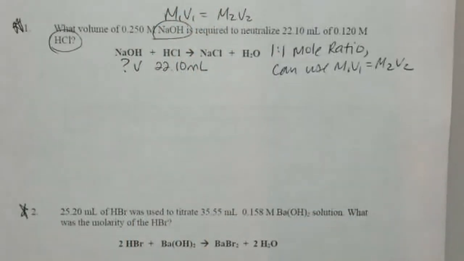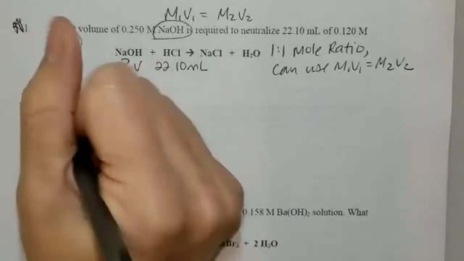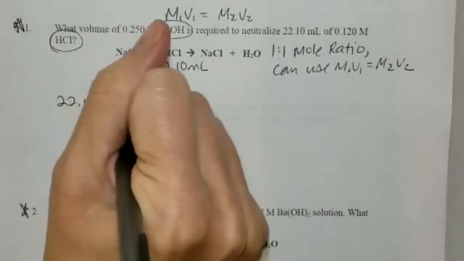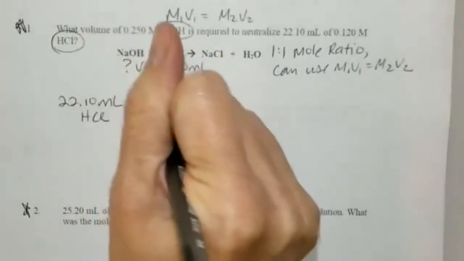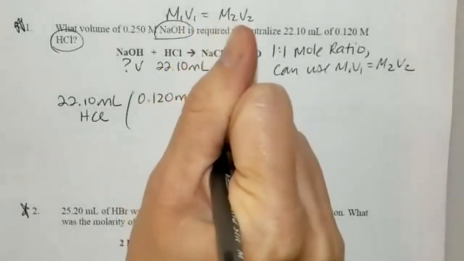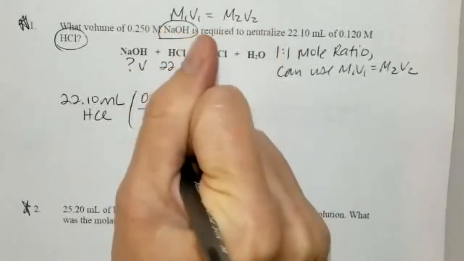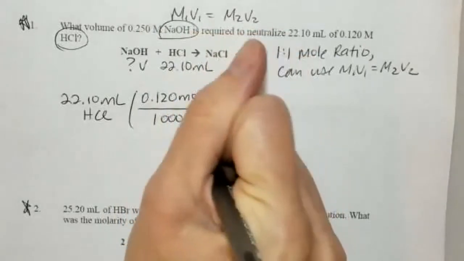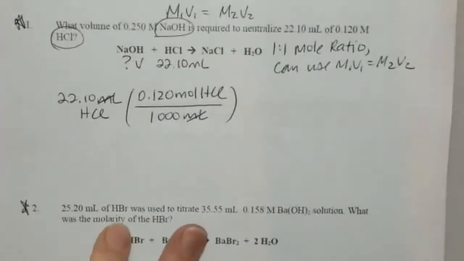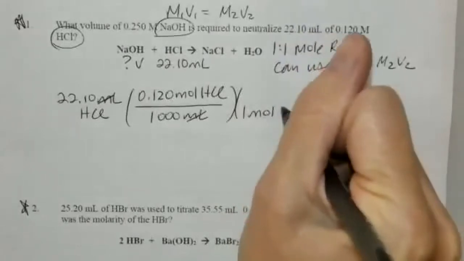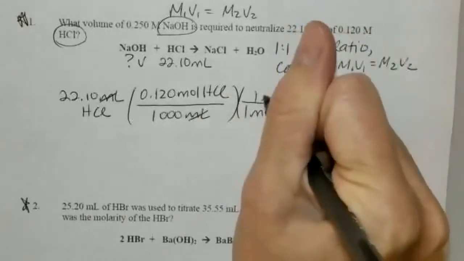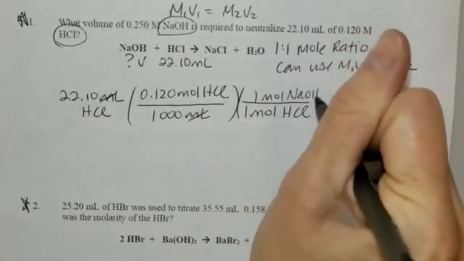And remember, those molarities are our conversion steps. So I'm going to start with volume. I've got 22.10 milliliters of HCl. Molarity is going to get me to moles, 0.120 moles of HCl per liter, or in this case, per 1,000 milliliters to cancel out milliliters. Now, once I have moles of A, I'm going to go to moles of B using my mole to mole ratio. 1 mole of HCl to 1 mole of NaOH, right?